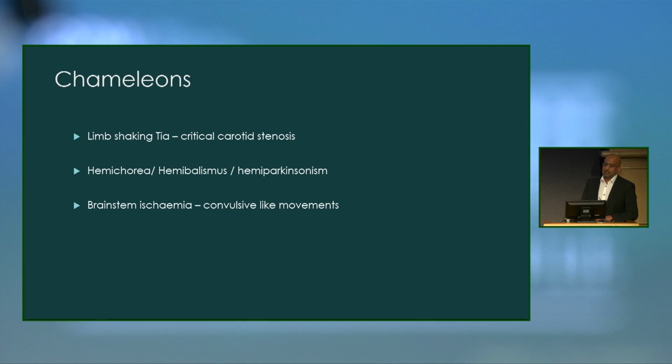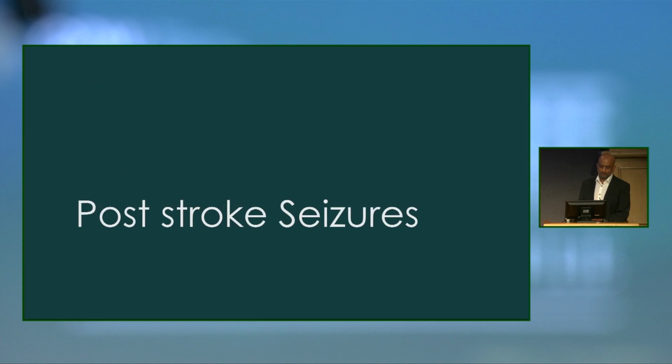Hemichorea, hemiballismus, and hemiparkinsonism in the setting of a stroke can look like a seizure sometimes, and brainstem ischemia can sometimes present with chronic tonic movements, and this is due to ischemia to the tracts that are going down as opposed to cortical ischemia. So, second part of the talk, which is post-stroke seizures.